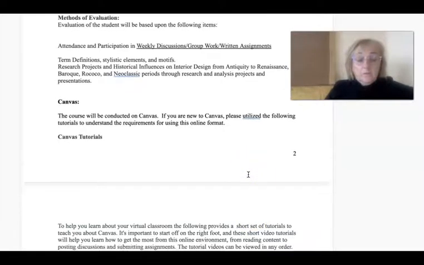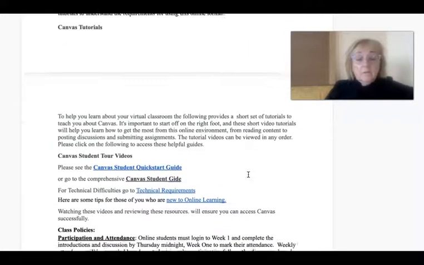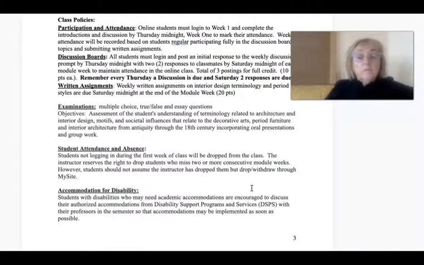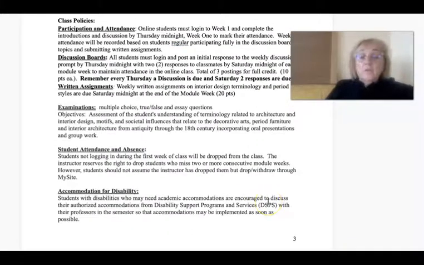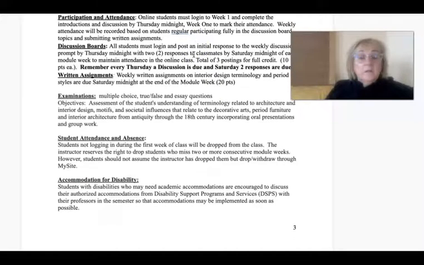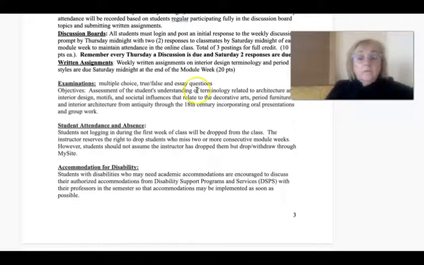Please become familiar with Canvas. Log in. There are some Canvas tutorials there. Once again, the class policies are that your participation and attendance are based on your submitting postings to the discussion board each Thursday midnight. And then each week, the same thing. It's sort of a regular format. Discussion board assignments are due Thursday night and Saturday night. And then also the written assignments will be due on Saturday midnight.